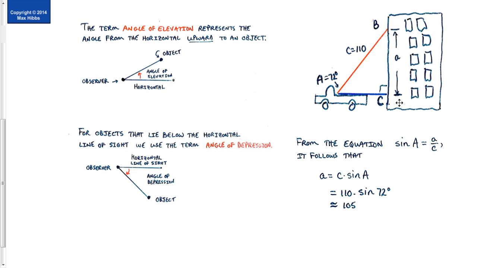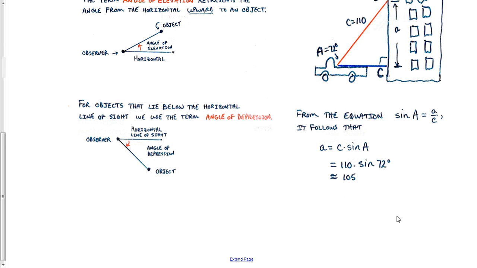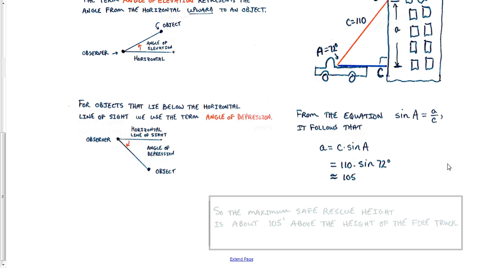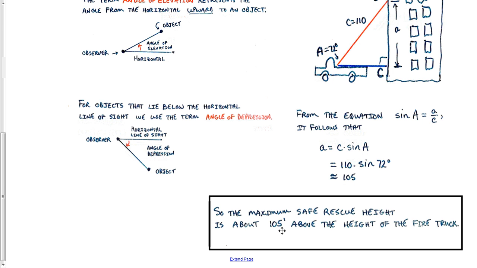That's a length. And like I said, if we knew the distance between the ground and the horizontal levelness of the ladder off the truck, we could add that in. But we're going to assume that's negligible. You know, I don't know what it might be, 3 or 4 feet, but we'll assume it's negligible. We're looking for this distance. And so we've actually completed the problem now. So the maximum safe rescue height is about 105 feet above the height of the fire truck. I qualified it here, above the height of the fire truck or the bed of the fire truck.